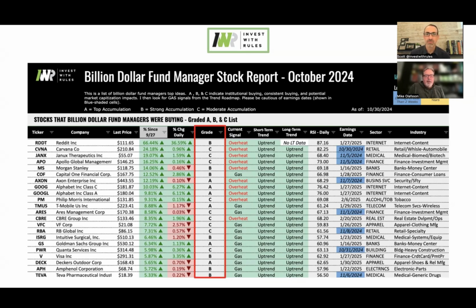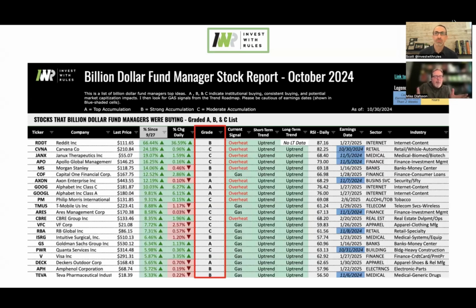Yeah, when we started implementing the grades about 9 months ago or so, Scott, it felt good to differentiate different groups in the billion-dollar fund managers. So if you had an investment choice of two different stocks and one was an A and one was a C, you'd probably go with the A. But the way we got to the ABC was a conglomeration of different factors in our analysis.